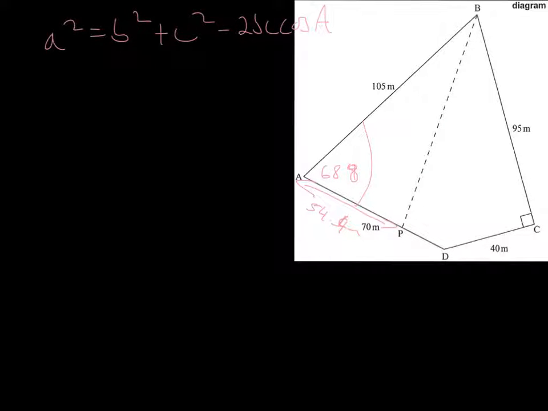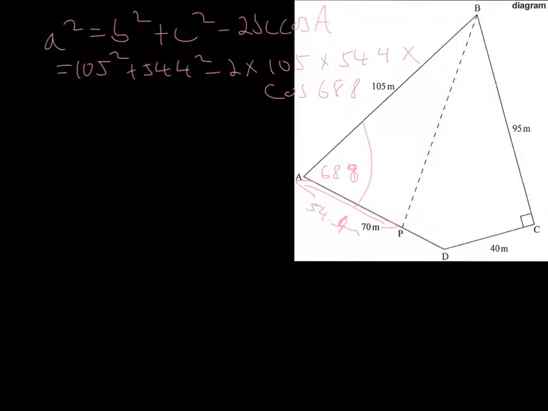So if we substitute in the information we've got, then we can say that a squared is going to be equal to 105 squared plus 54.4 squared. So those are the two sides of the included angle that we worked out earlier. Minus 2 times 105 times 54.4 times cos A, and we said that A was 68.8. And if we do that, we get an answer of 9,853.161.